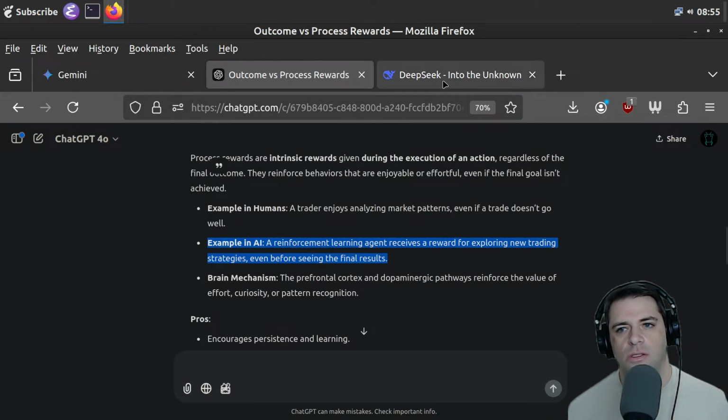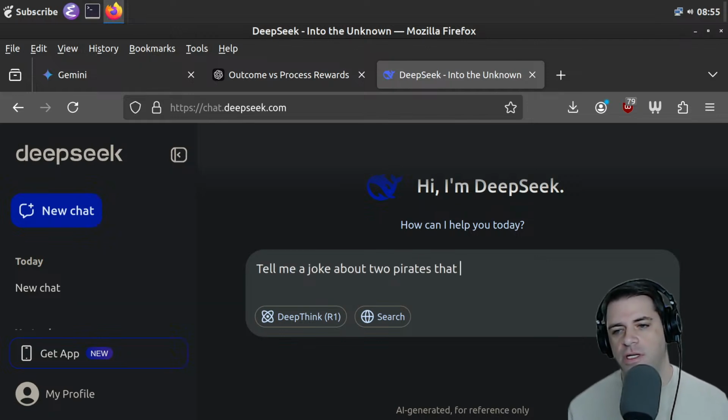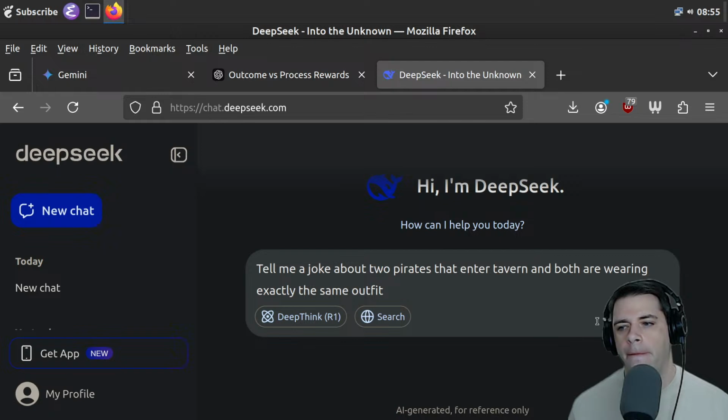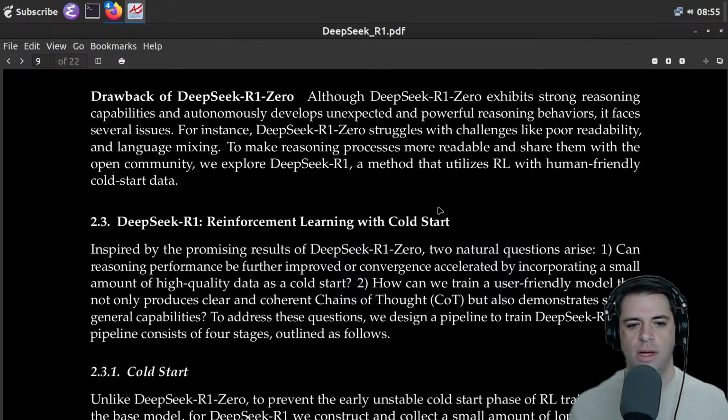I don't know if DeepSeek is live. Let's say, tell me a joke about two pirates that enter a tavern and both are wearing exactly the same outfit. But you'll find that it thinks about things and then backtracks and says like, "oh, wait a minute, maybe I need to think about this or that." And I'm not sure it's going to work. Yesterday, it seemed to be either overloaded or DDoSed. We'll give you some time to think.